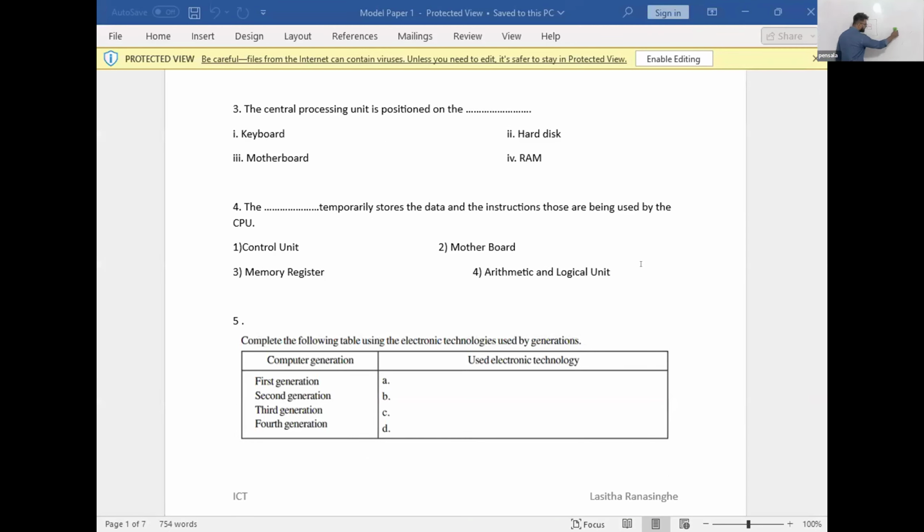For the fourth one, I am not going to repeat the same thing again. It's also related to CPU. We have talked enough about CPU. So the control unit, ALU and memory register. So what is the answer for this, for the fourth one?